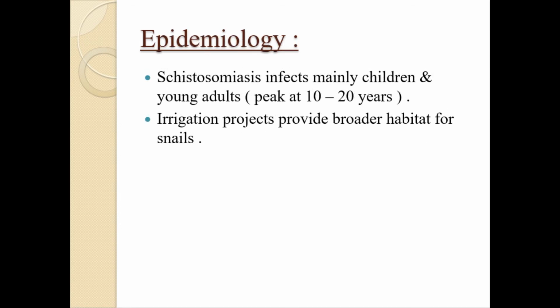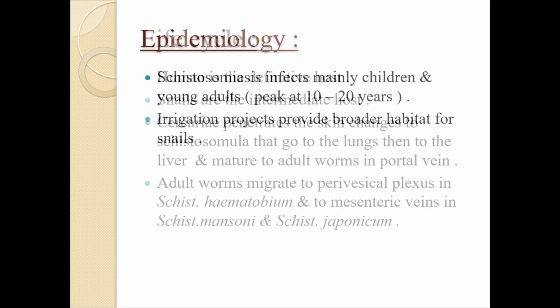Epidemiology: schistosomiasis infects mainly children and young adults. The peak age of incidence is between 10 to 20 years of age. Irrigation projects provide a broader habitat for snails. That is why schistosomiasis is usually found in areas with canals and agricultural projects, where we find these snails, which, as we will see, are the intermediate host in bilharziasis.